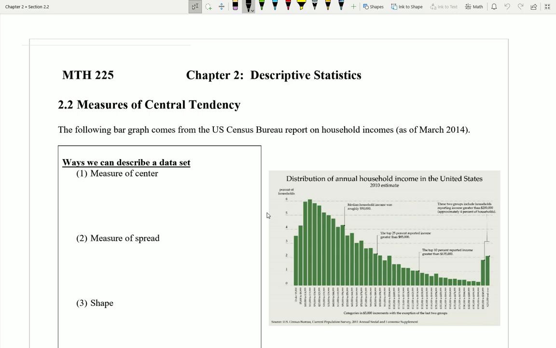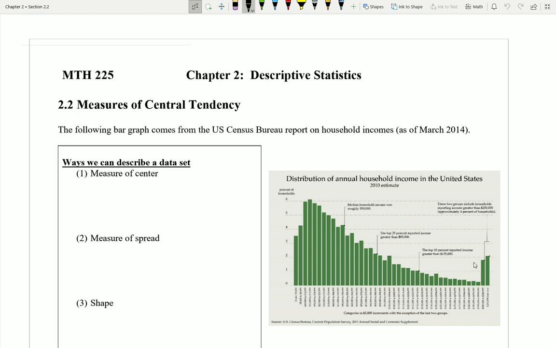So as a possible example, you can take a look here at the following bar graph that comes from the U.S. Census Bureau report on household incomes. Obviously if I asked a household how much money do you make in a year, they're going to report back to me with some sort of numerical value. Now we can put those pieces of information into this kind of bar graph. It may be a little bit difficult to see these numbers down at the bottom, but if you have the actual file open yourself, you might be able to zoom in and see what's in there.